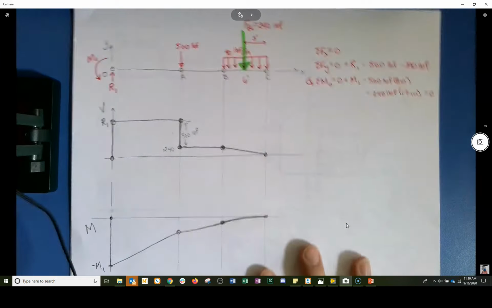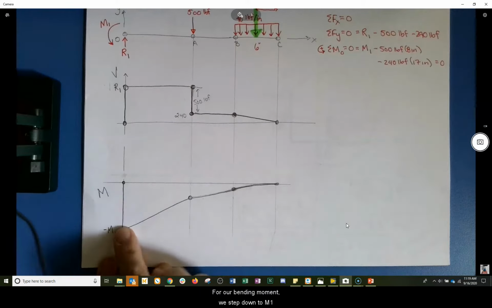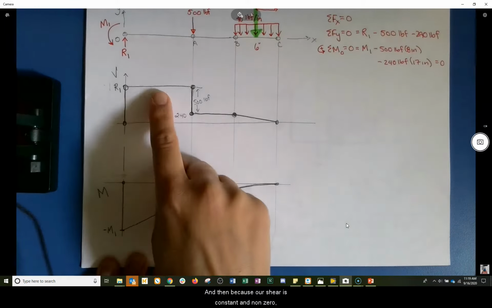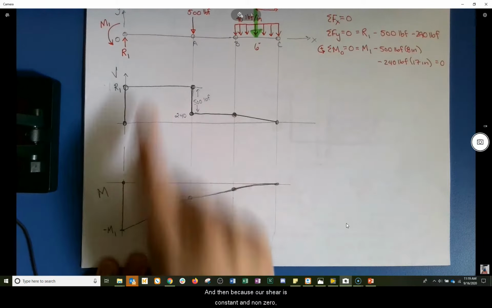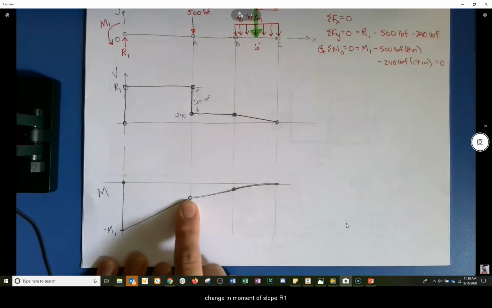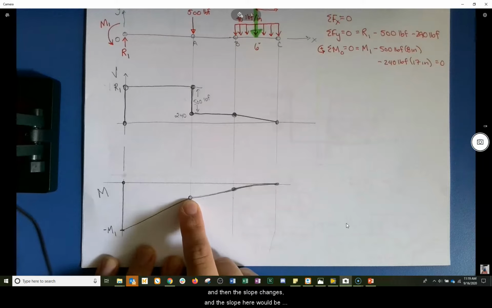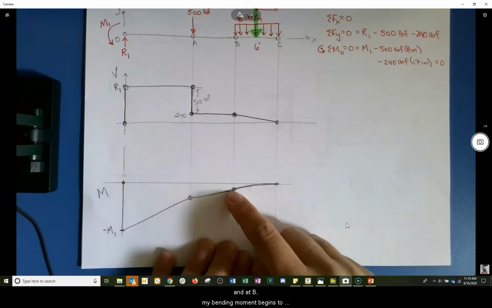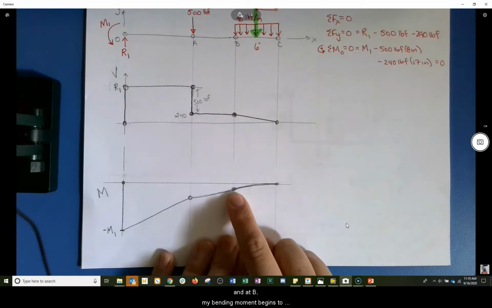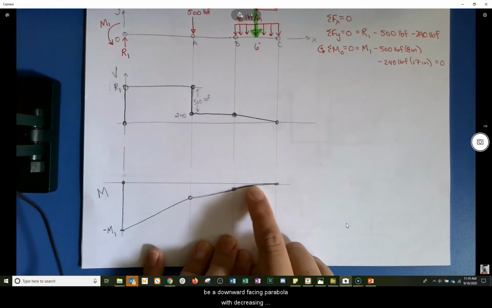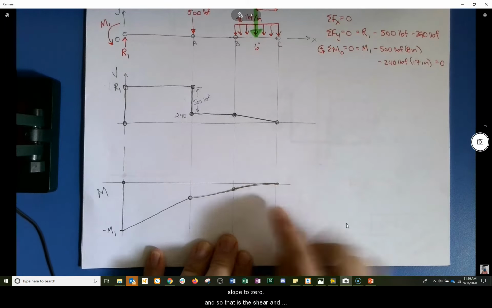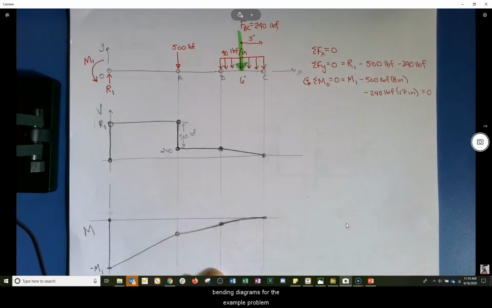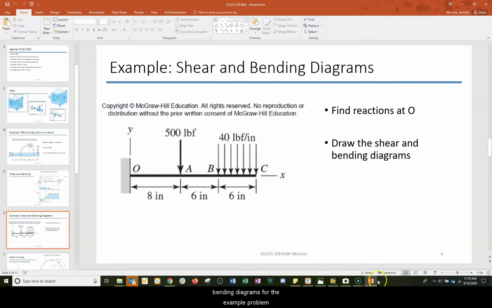C. For our bending moment, we step down to M1, and then because our shear is constant and non-zero, we have a linear change in moment of slope R1. And then the slope changes, and the slope here would be 240, and so my slope changes. And at B, my bending moment begins to be a downward-facing parabola with decreasing slope to 0. And so that is the shear and bending diagrams for the example problem.